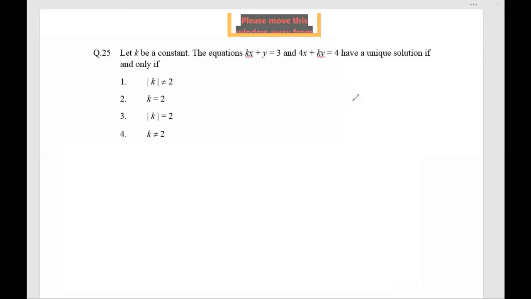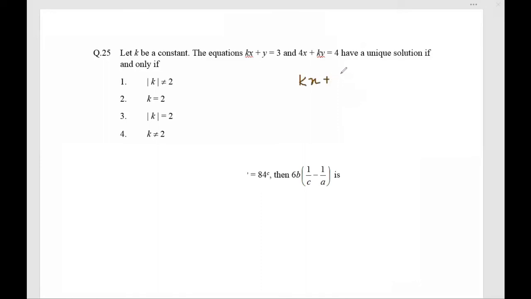Look at this problem, a very simple one. From the basic theory of two variable equations, consistency, inconsistency. We have given with two equations, that is kx plus y equal to 3, 4x plus ky equal to 4.